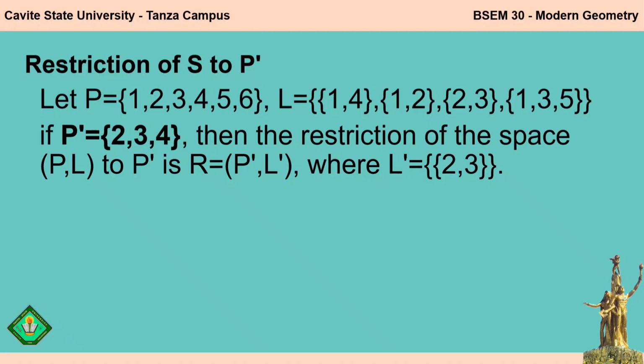And the last line is the line that connects points 1, 3, and 5, but only point 3 is in P prime, so we also exclude this one. So the only valid line that is left is the line that connects 2, 3. Hence, this is our restriction.